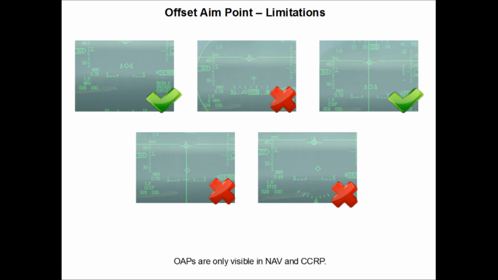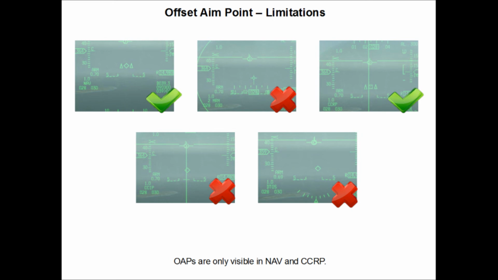Alright, now offset aim points do have limitations. Primarily, in order to see offset aim points on your HUD, you either have to be in nav master mode or you need to be in CCRP. Offset aim points do not display while you're in either air-to-air master mode, in CCIP, or in DTOS.